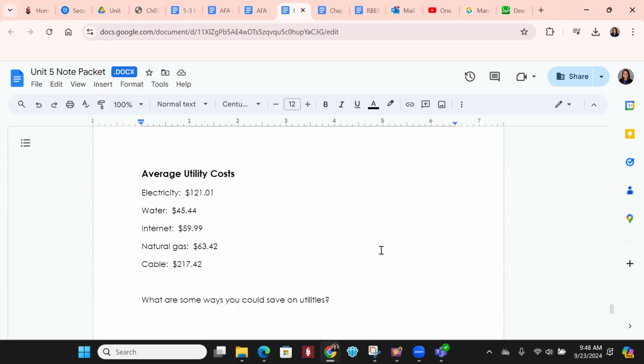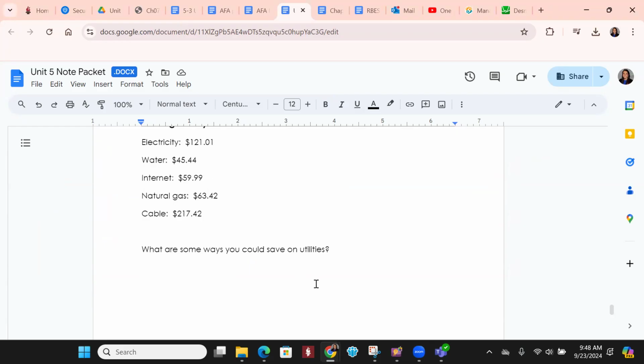Okay. What are some ways you could save on utilities? No, you don't. Live like a cave. Listen, you live one day without AC. Ain't no way. Okay, so what are some ways to cut this back? Okay, so turn off lights when you leave.